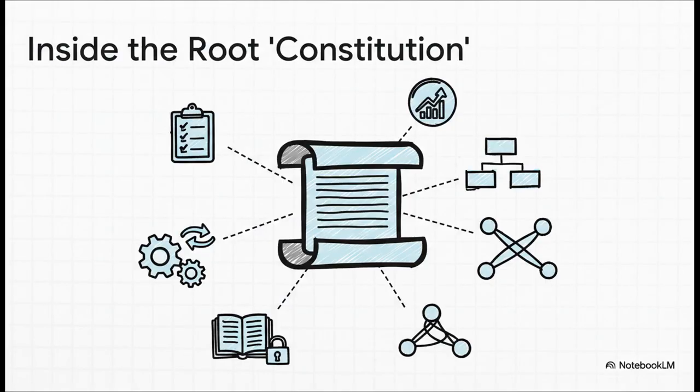So let's take a peek inside that constitution file. This is where you keep the big picture stuff, an overview of the project, the high-level architecture, a map of how all the modules depend on each other, and all your global rules like coding styles or testing requirements. You set this up once, and it becomes the single source of truth for the AI forever.